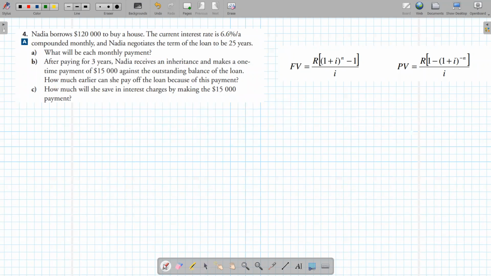Nadia borrows $120,000 to buy a house. The interest rate is 6.6% compounded monthly, and she negotiates the term to be 25 years. What will be each monthly payment? What kind of question is this?